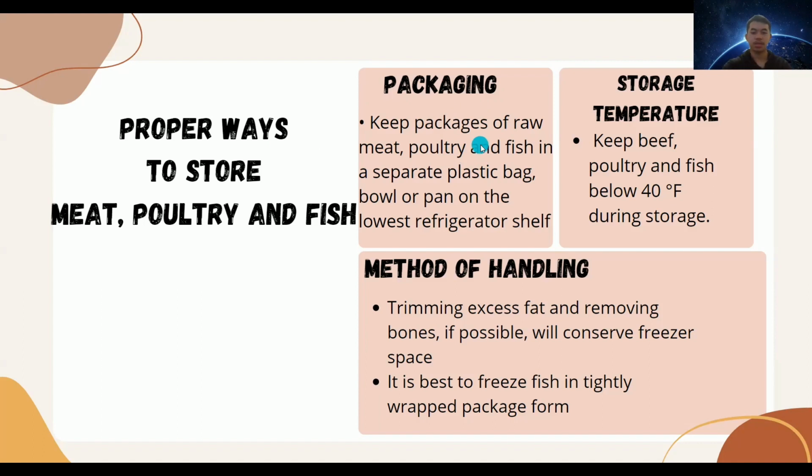For the storage temperature, keep the beef, poultry, and fish below 40 degrees Fahrenheit during storage. For the meat, store uncooked beef items separate from cooked foods. Refrigerate or freeze fresh beef immediately after bringing it home. For poultry, this greatly reduces the growth rate of pathogenic bacteria that may be present on the surface. For the fish, just keep it outside of the temperature zone in which bacteria that cause foodborne illness grow quickly.